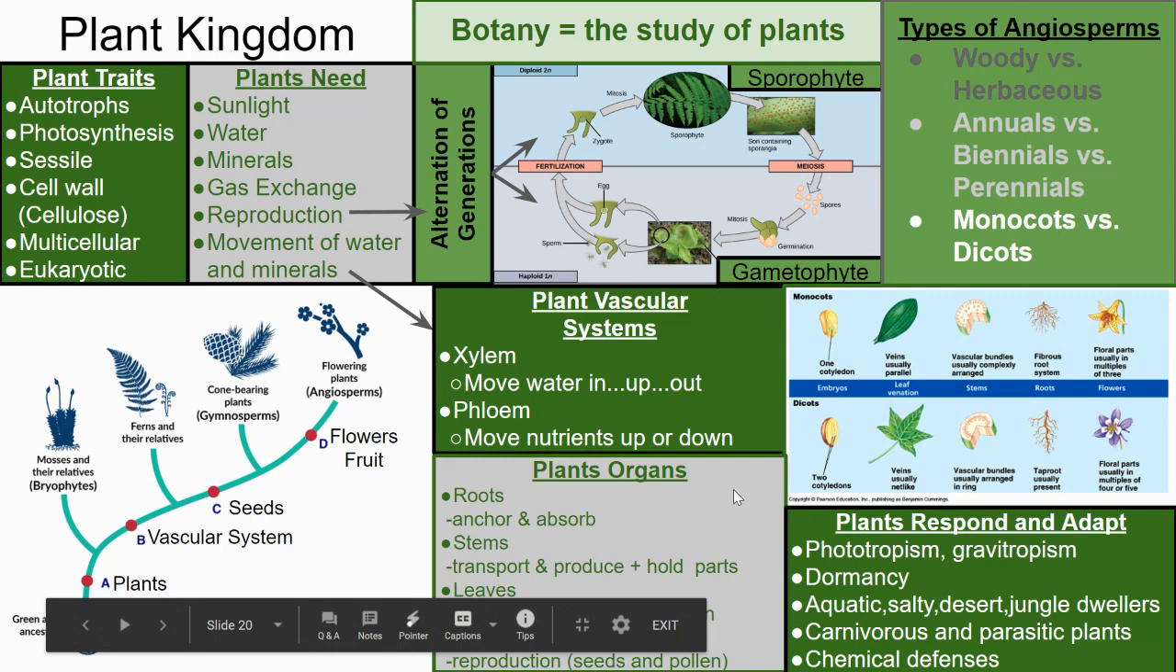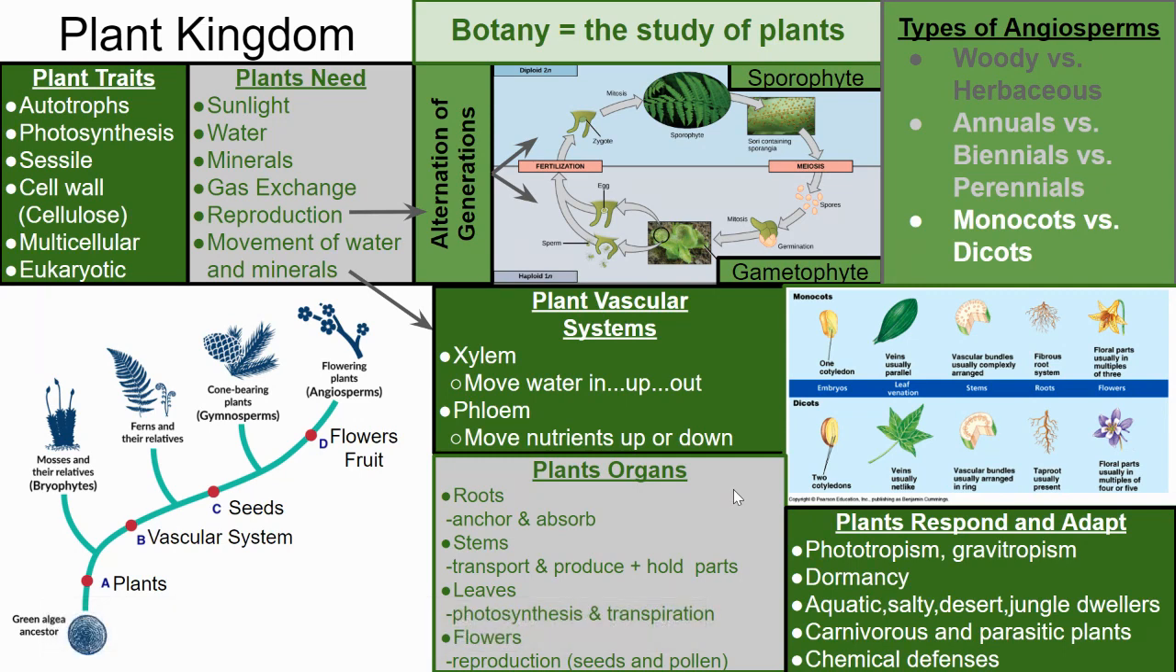A couple other things to talk about with the plant kingdom is that there are many different plant organs. You can see that here in this bottom gray box. There are roots, and those have the job of anchoring the plant into the ground and absorbing water and nutrients. The stems transport and produce and hold parts of the plant. So stems are the main ones that have xylem and phloem, but they also hold up the other parts of the plant towards the sun. The leaves are responsible for photosynthesis and transpiration. So, photosynthesis is making sugar, and transpiration means actually evaporation of water through the leaves. And then flowers are responsible for reproduction.